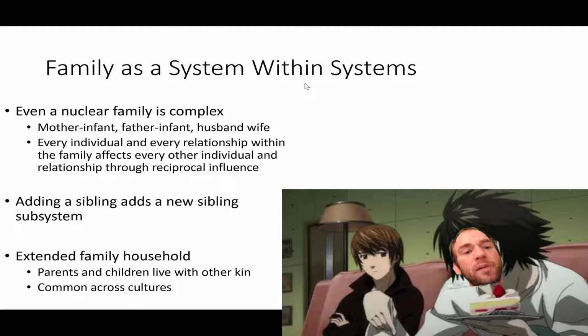Even a nuclear family is complex, however. Mother-infant, father-infant, husband-wife: every individual and every relationship within the family affects each other individual and relationship through reciprocal influences. Adding a sibling adds a new sibling subsystem. An extended family household, where parents and children live with other kin, is common across cultures.